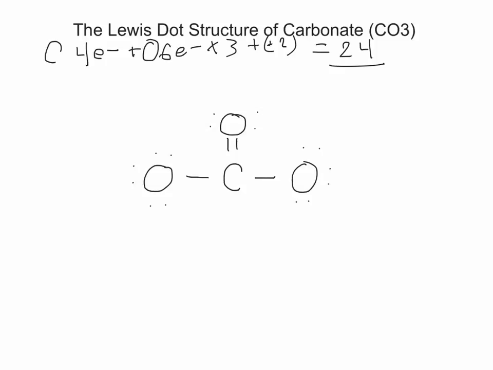But we're not done yet. Now we have to put it in brackets. And the reason why we do this is to show that carbonate has a -2 charge. So we have 24 electrons, and we are done with carbonate.